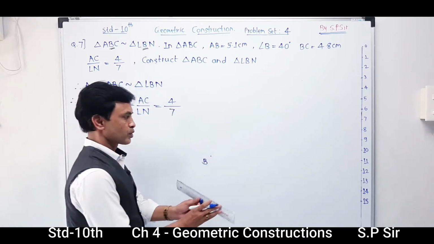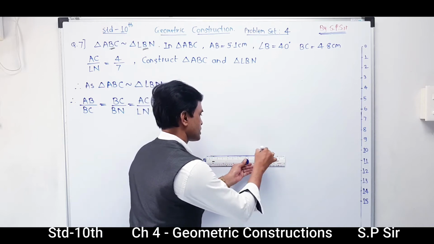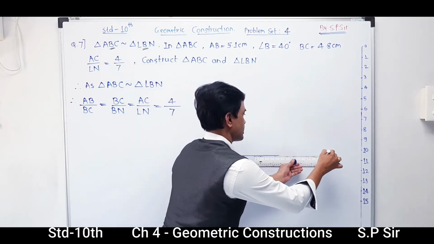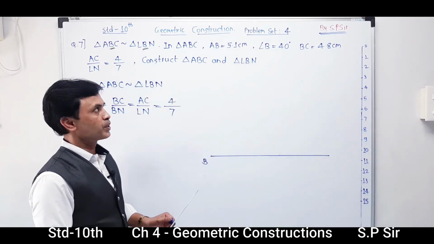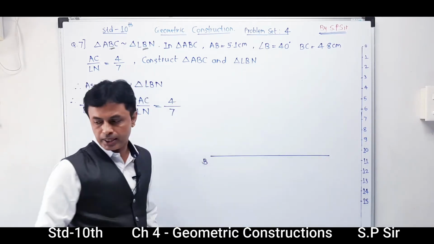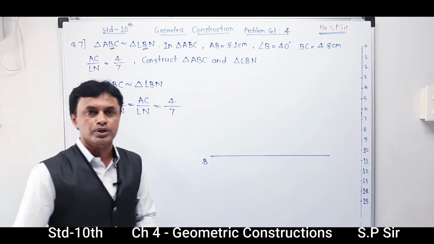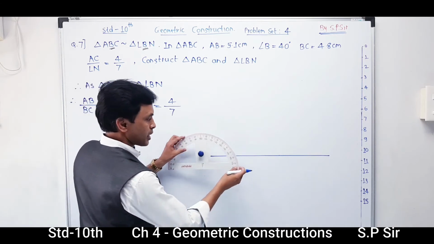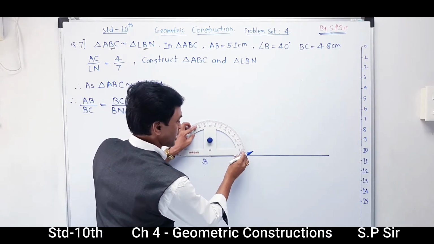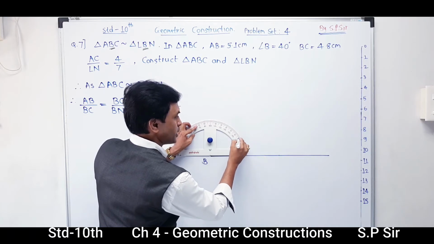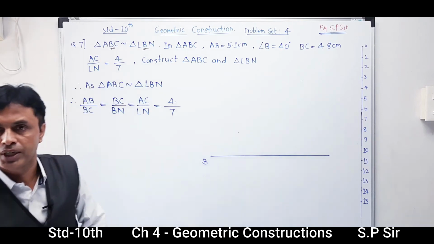Now first you have to draw a horizontal base as per the condition and draw it to a larger extent so that you can have a proper marking over there. Now we know that angle B is 40 degree. So I'm going to take the angular position of B. Remember, angle B is 40 degree. So the angular position is 10, 20, 30, 40. So angle B position is 40 degree.